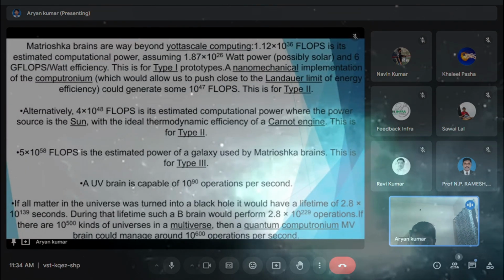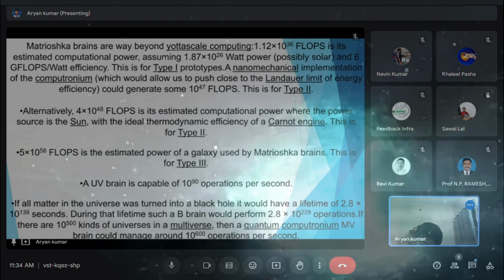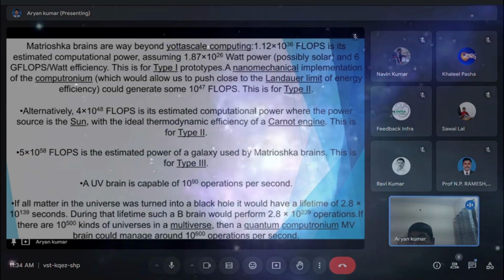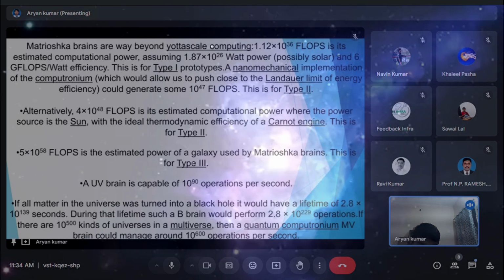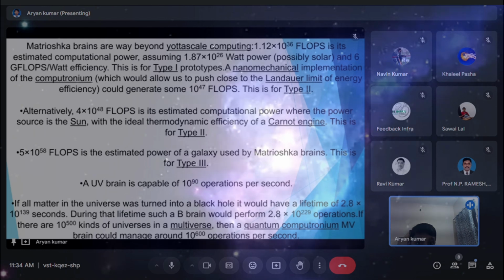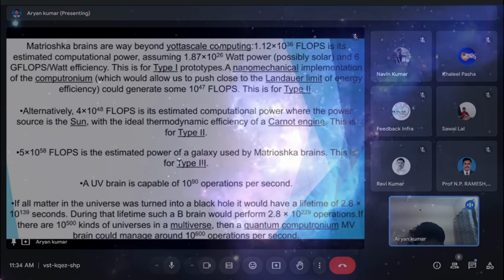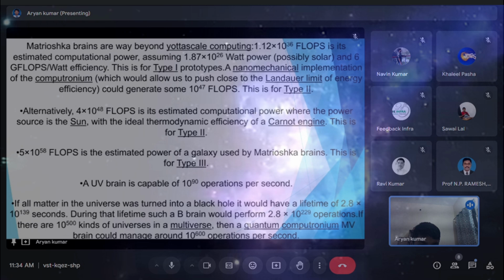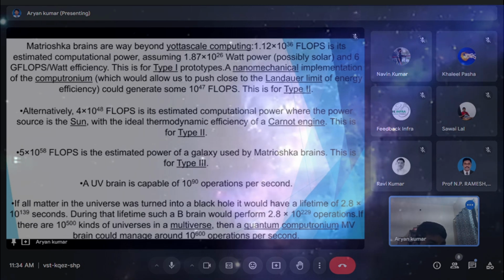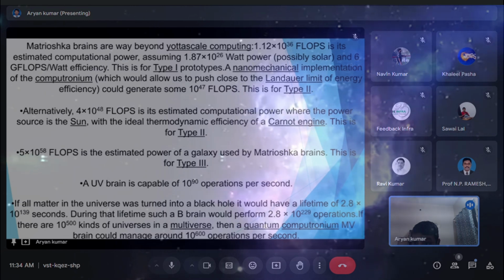Matryoshka brains are way beyond exascale computing. 1.12 × 10^36 flops is its estimated computational power, assuming 1.87 × 10^26 watts, possibly solar. These flops are just thinking capacity, you can say. A normal human being has a capacity of around 10^13 flops. So these are way stronger.